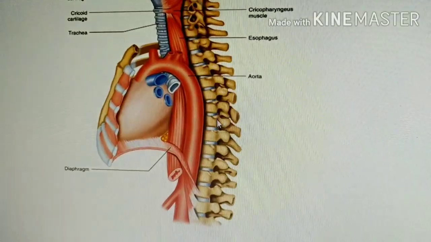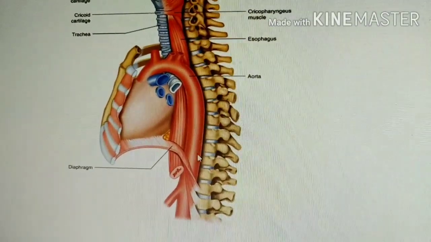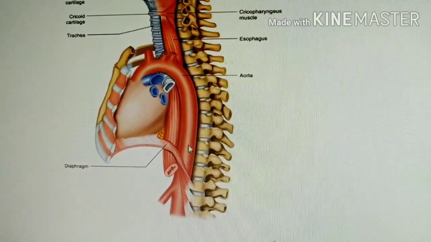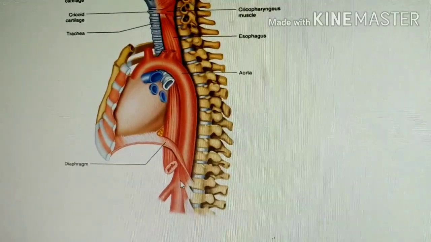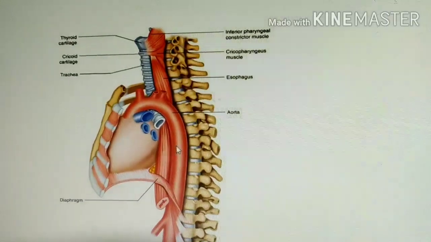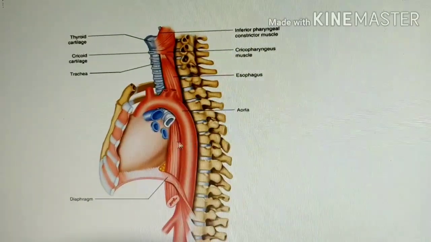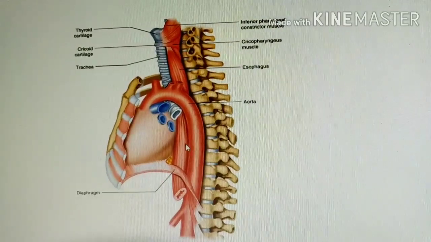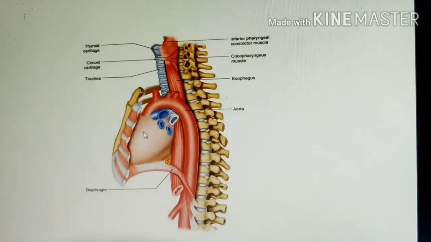So the figure: this is the descending thoracic aorta, and this is the aortic opening. Through the aortic opening, the descending thoracic aorta enters the abdomen and is known as the abdominal aorta. It is in front of the vertebral column, behind the heart, that is the base of the heart, and behind the esophagus.